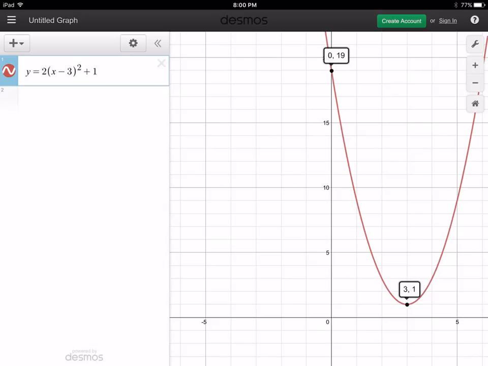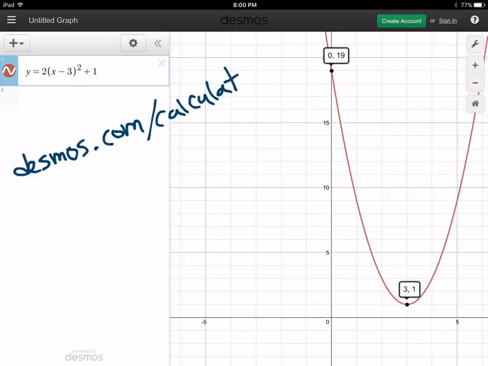Alright, so here's a graph. If you'd like to make your own, this is desmos.com/calculator. There's also an app as well, so you can access this on a computer or a tablet or something like that. What I've done is type in, using a little on-screen keyboard, the quadratic function, and then the graph displays on the right.